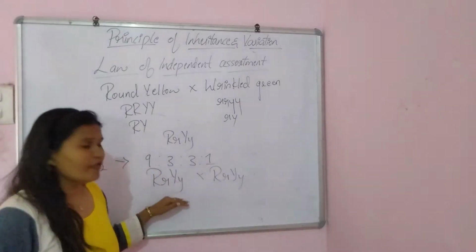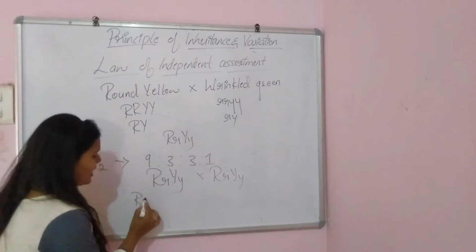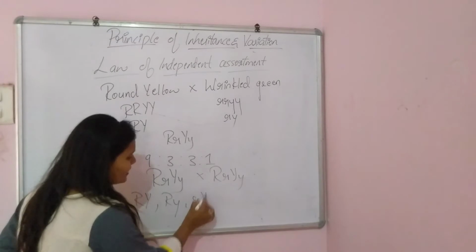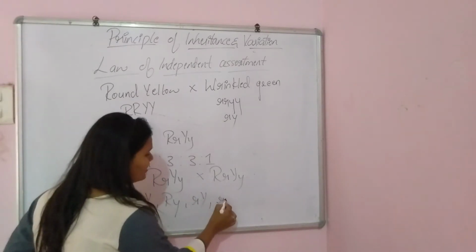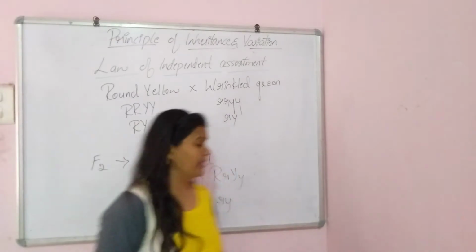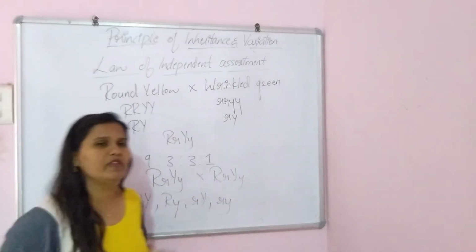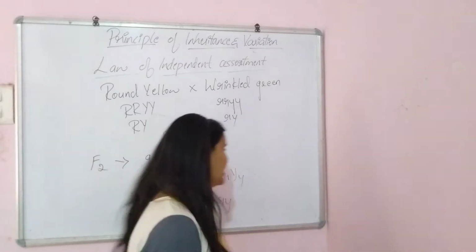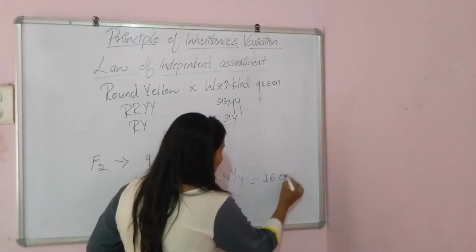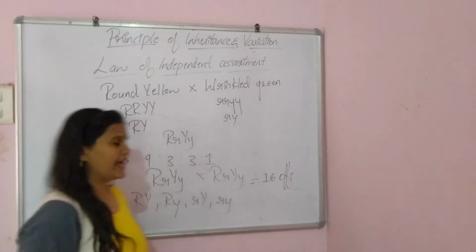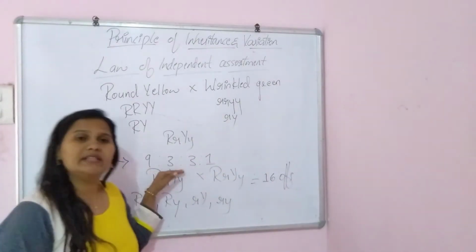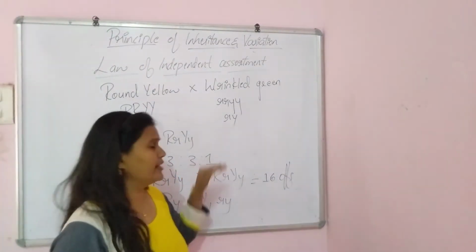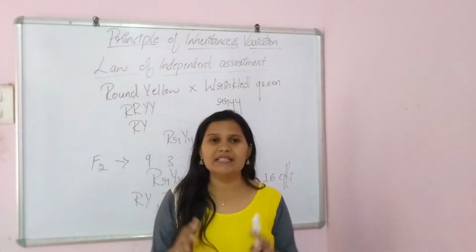And here we got the gametes, that is capital R capital Y, capital R small y, small r capital Y, and again small r small y. So totally we got 8 gametes, and after crossing them we got the 16 offsprings, right? In that, 9 were round yellow, 3 were round green, and again 3 were wrinkled yellow, and 1 was wrinkled green. This is clear for us.